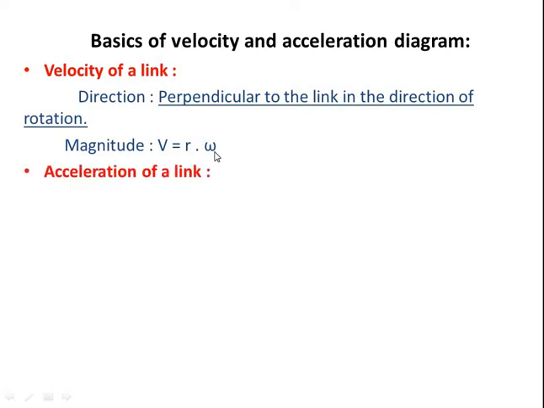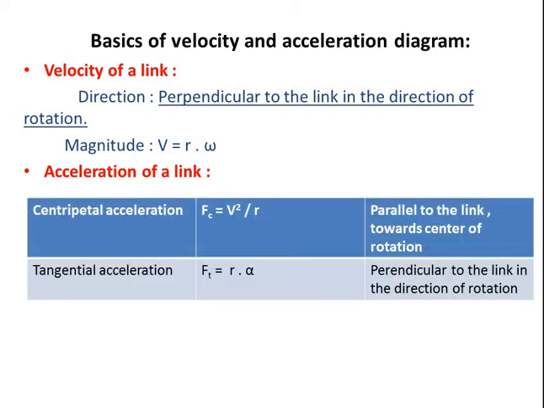Acceleration of a link. Acceleration of a link will have two components of acceleration: centripetal acceleration and tangential acceleration. Centripetal acceleration will have magnitude v square upon r, where v is the velocity of that link and r is the length of the link, and its direction will be parallel to the link towards the center of rotation.